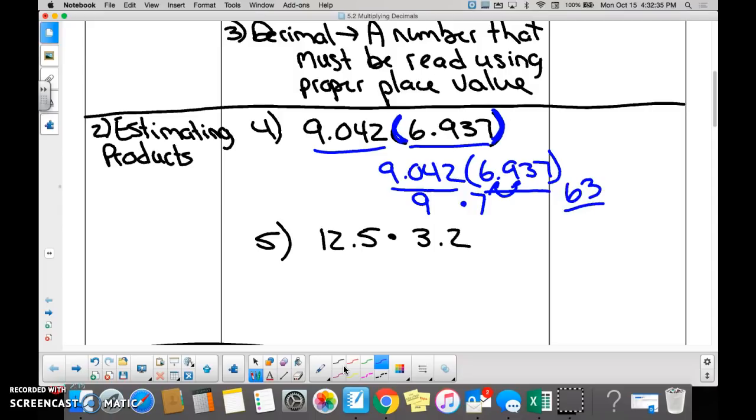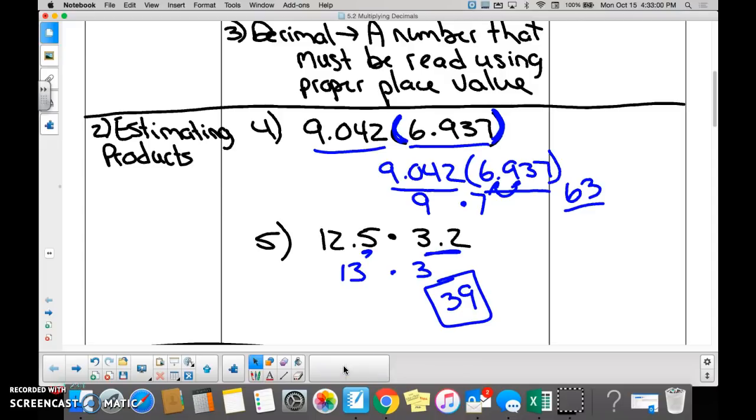Number 5, same thing. 12 and 500ths, I'm going to call that about 13 because I'm going to move it up, since 12 and 500ths is right between 12 and 13. So 5 and above, give it a shove. And 3 2/10 is really close to the number 3. Keep it at 3 because 4 and below, leave it alone. 13 times 3 is 39. I'm expecting my answer, if I were to solve this, to be really close to 39. If it's not, then you'll know you have made some sort of calculating error.